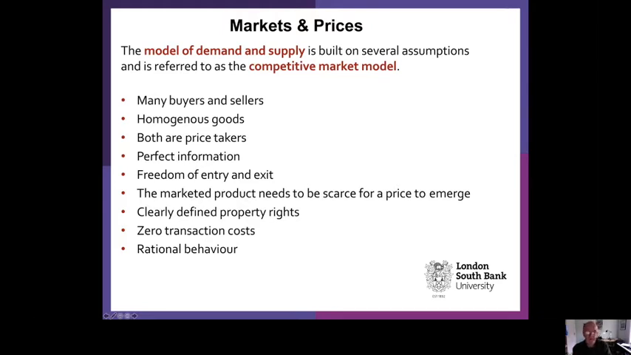Perfect information just means that there's no problem with people knowing things. Again, it's not important at this point to think about that too much. Neither is it important to think about freedom of exit and entry. That simply means that firms, suppliers, can come and go easily. And I absolutely don't think that we need to worry about the next four. So let's just spin past those. We don't need those.